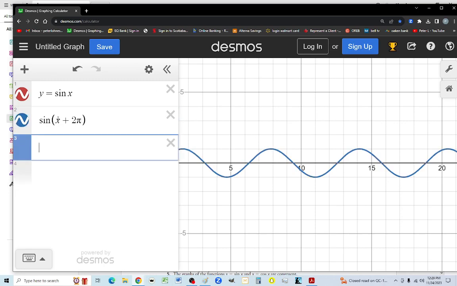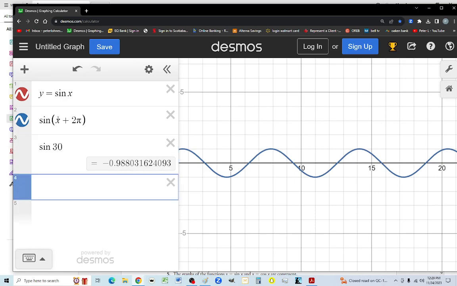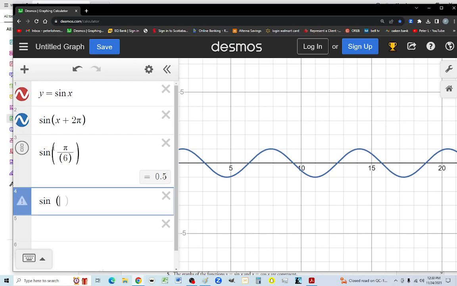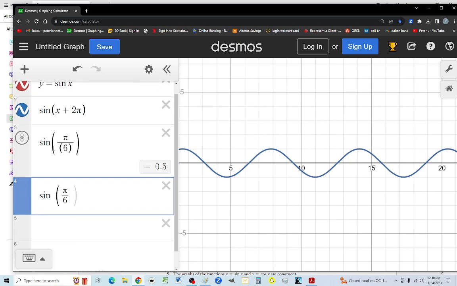So in this case, sine of pi over 6 will give me the same value as sine of pi over 6 plus 2 pi. The arithmetic difference this time is 2 pi. I don't even have to add them, but if I were, it'd be 12 pi over 6, which is the same as 13 pi over 6, and it will give me the same value.